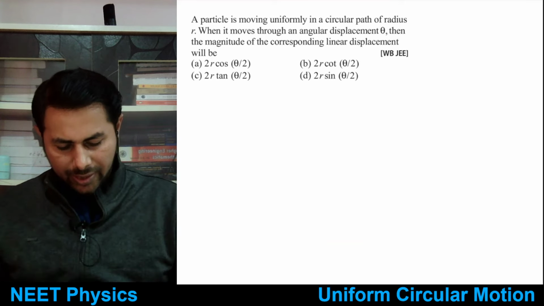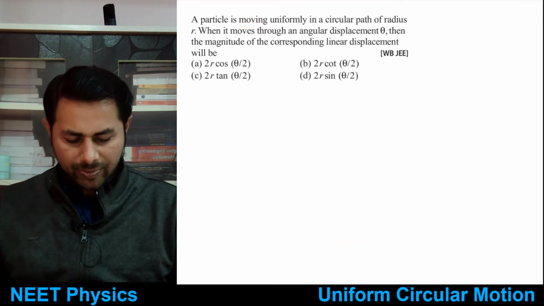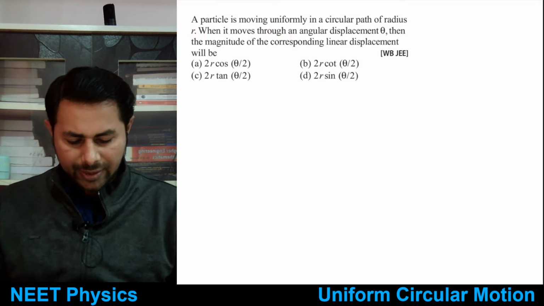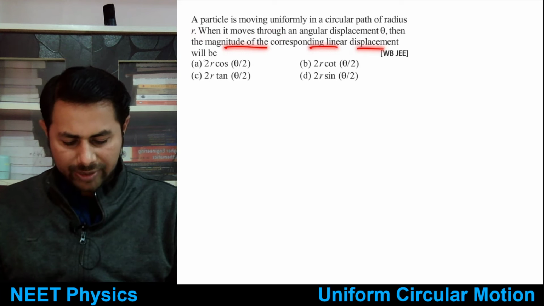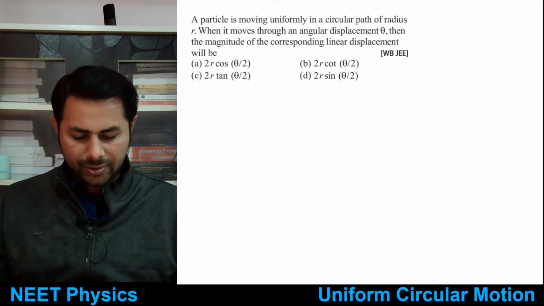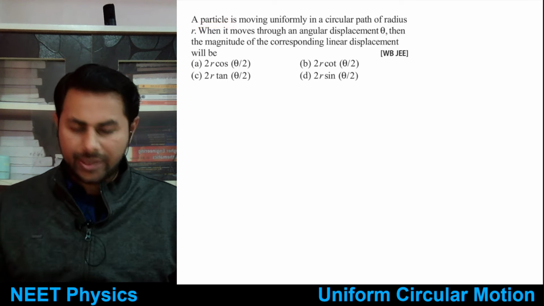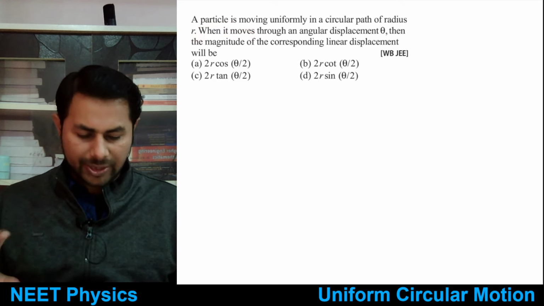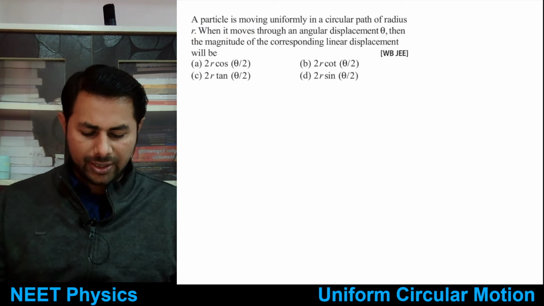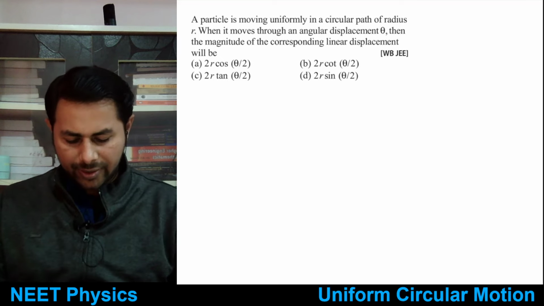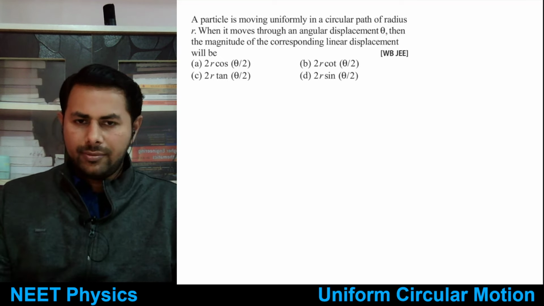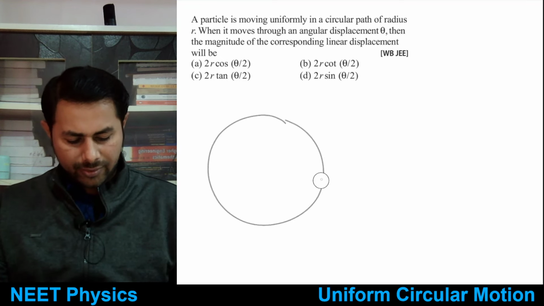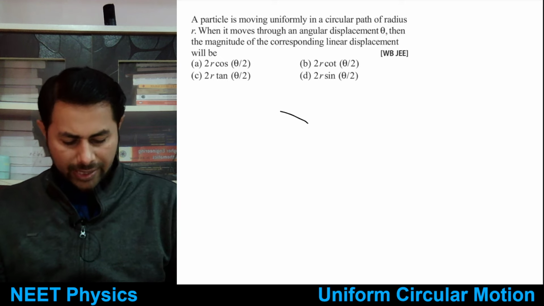Then let's see the next one. A particle is moving uniformly in a circular path of radius r. When it moves through an angular displacement theta, the magnitude of corresponding linear displacement will be? This is the question. So this is a slightly different question.